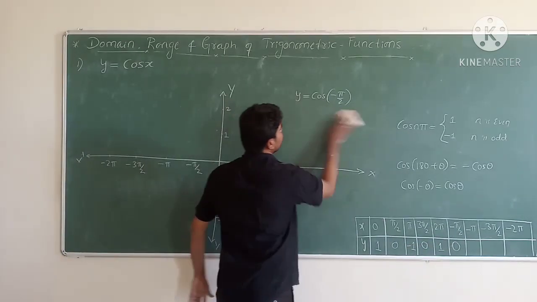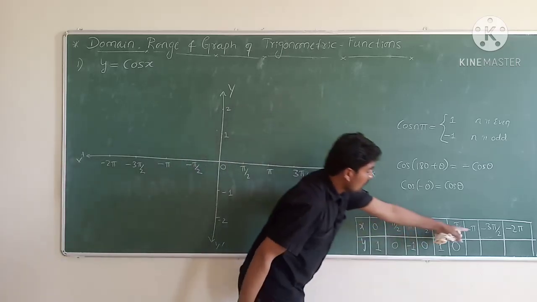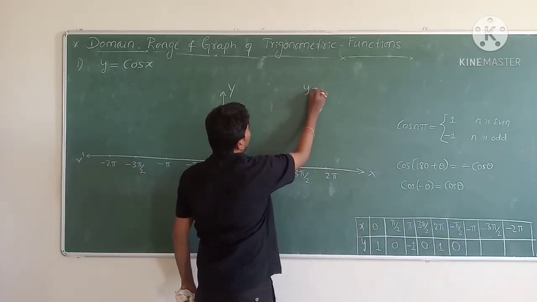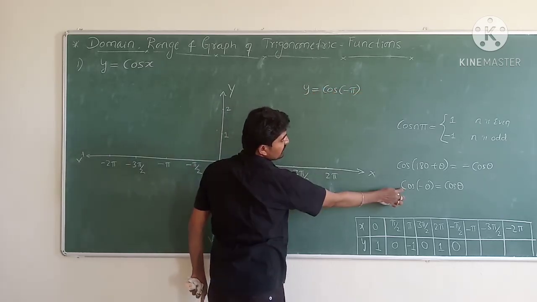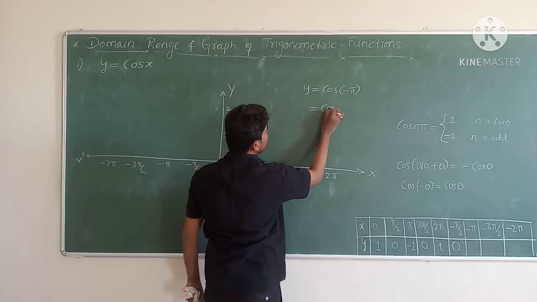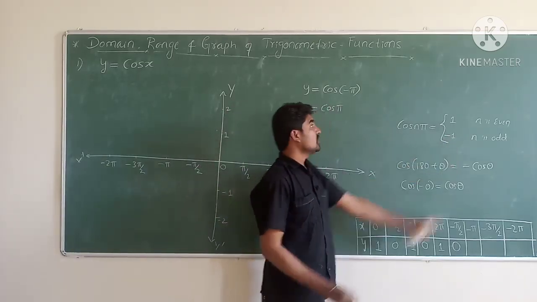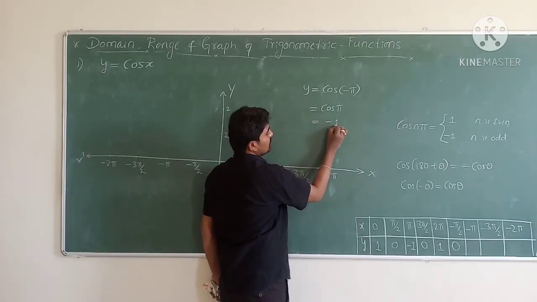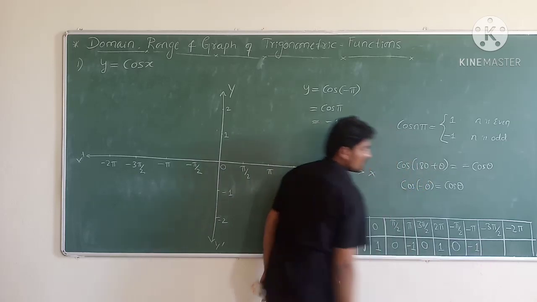And next, when x is equal to minus pi, y is equal to cos of minus pi. By using this identity, cos of minus pi is equal to cos pi. So the cos pi value is minus 1. Therefore, when x is equal to minus pi, the value of y is minus 1.